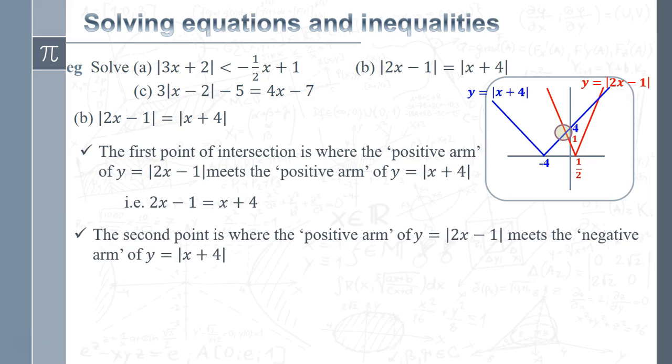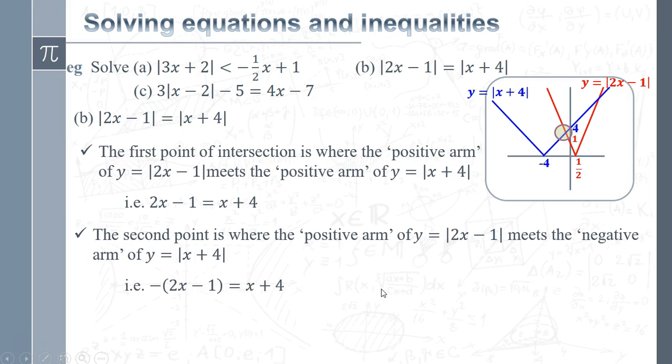The second point of intersection is, now this time, the negative arm of y equals 2x minus 1 meeting the positive arm of x plus 4. So for that one, we've got that equation, and that's why we've got to take the negative arm, and that's why it's important we understand what's going on with these points here, where they are relative to each other and what's going on with gradients.